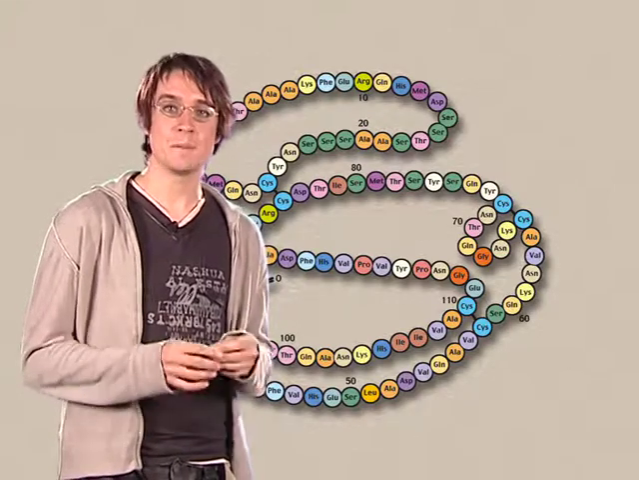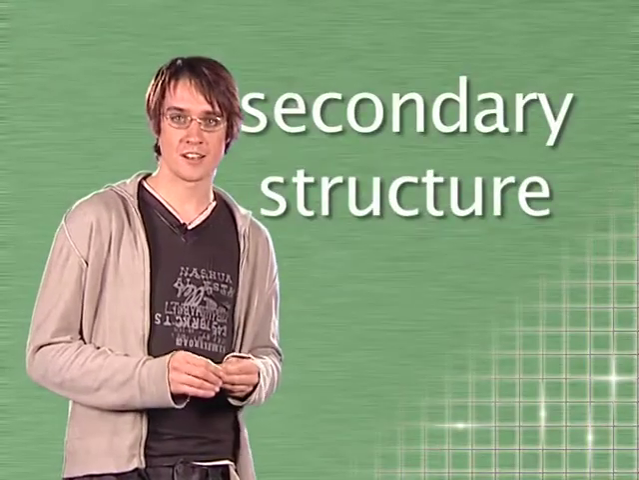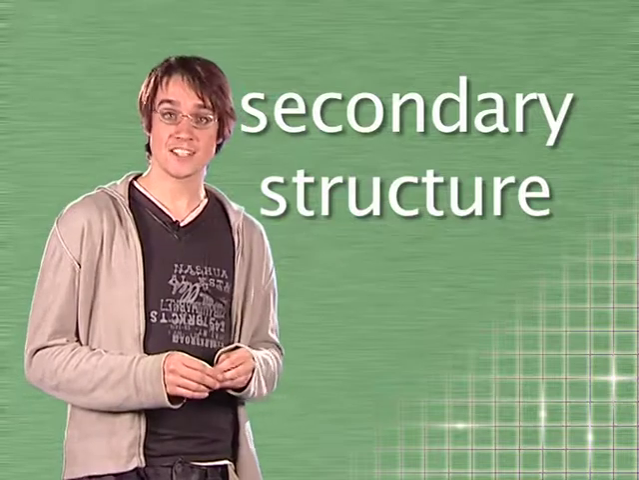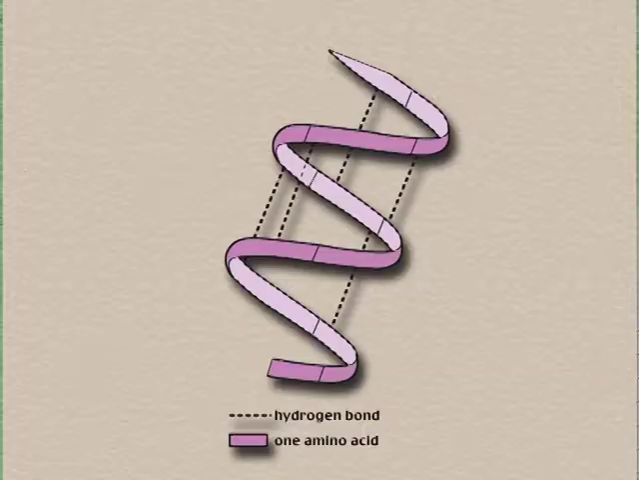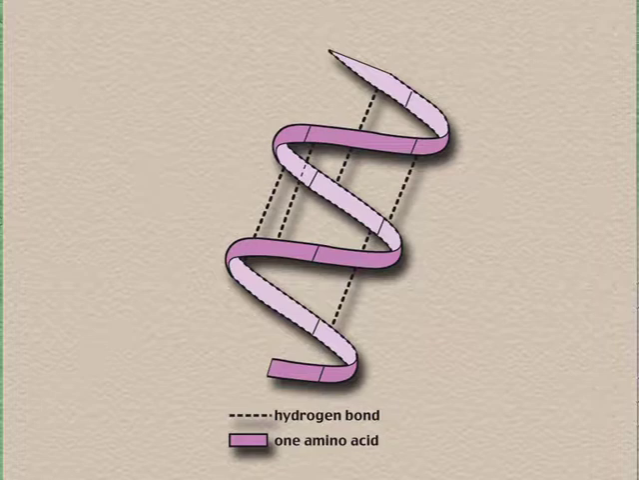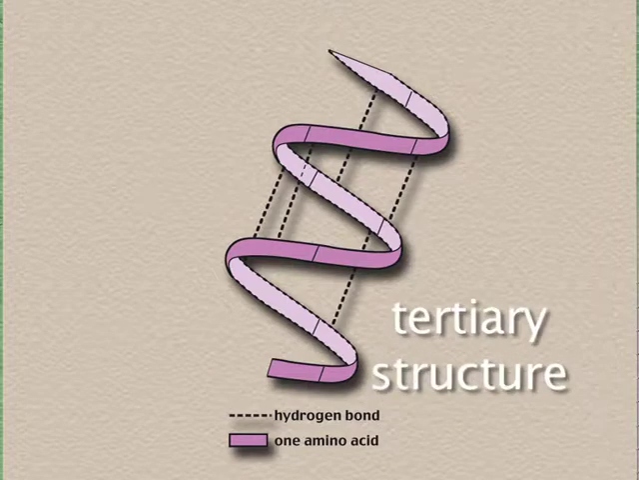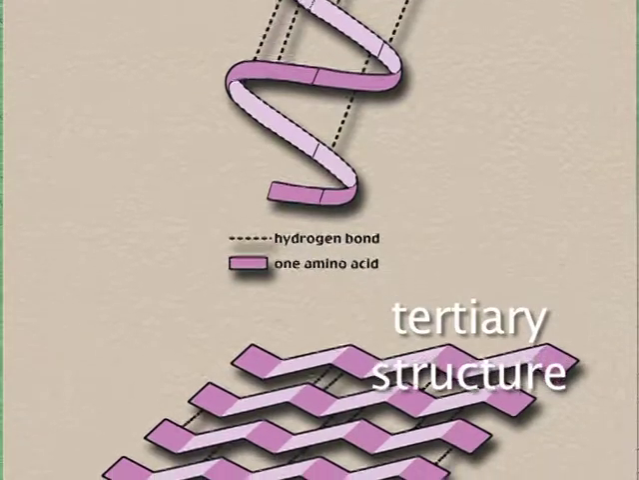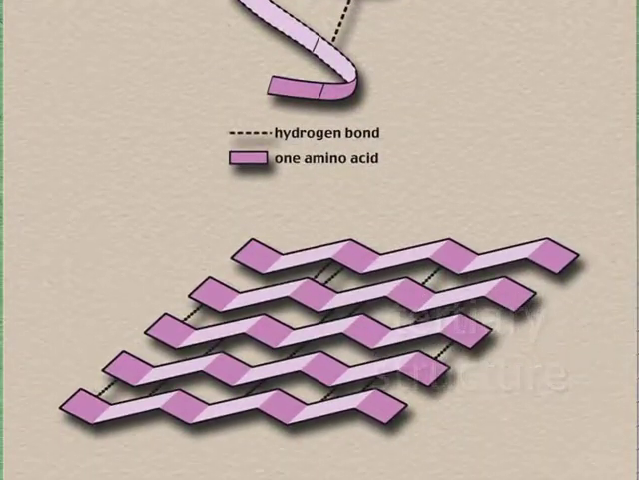This chain of amino acids then coils into an alpha helix or a beta pleated sheet. This is the protein's secondary structure. Hydrogen bonds hold the coil or sheet in its configuration. The secondary structure then coils or folds into a complex and precise three-dimensional shape, the tertiary structure. The specific shape of each protein enables it to carry out its function.